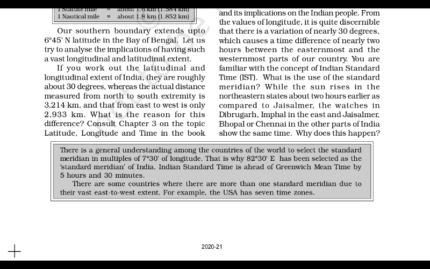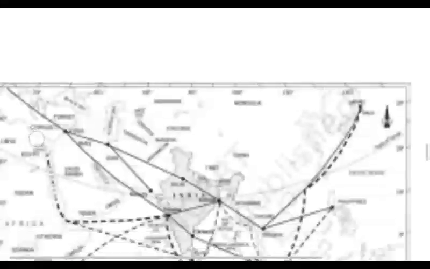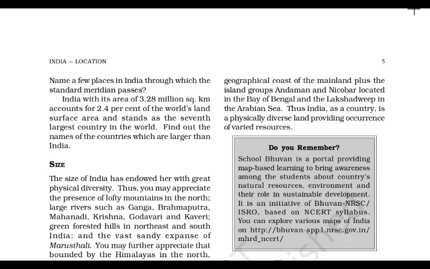There are some countries where there is more than one standard meridian due to their vast east-west extent. For example, the US has 7 time zones. Name a few places in India through which the standard meridian passes. Please note this. It is important in the map question.